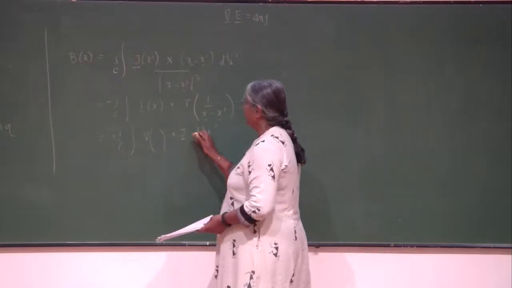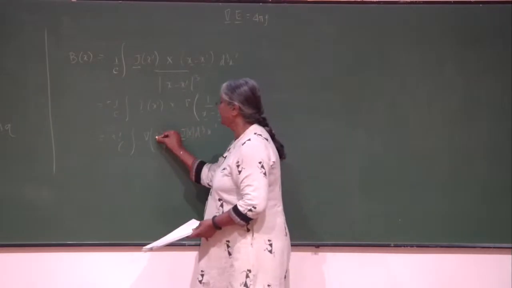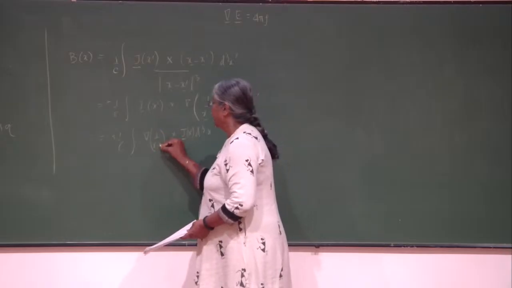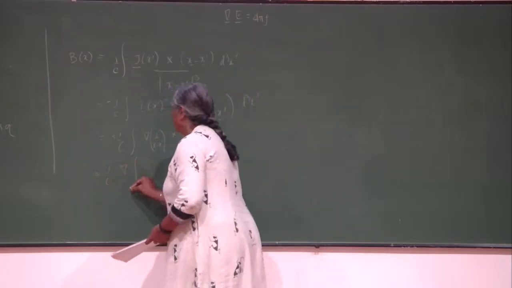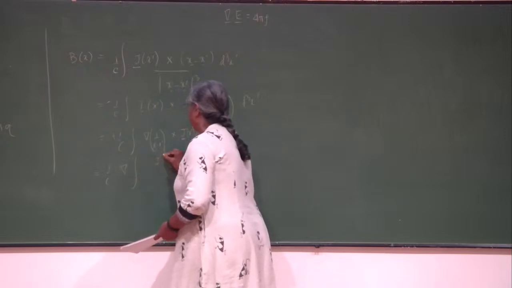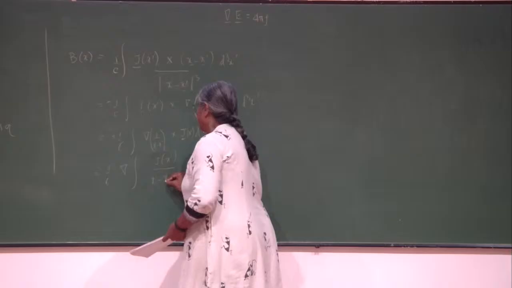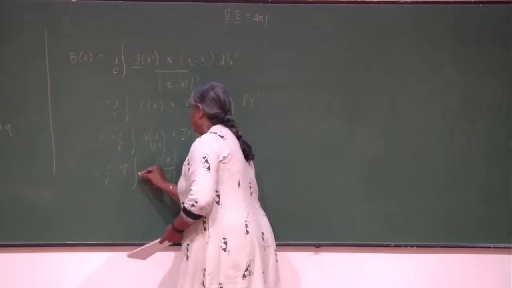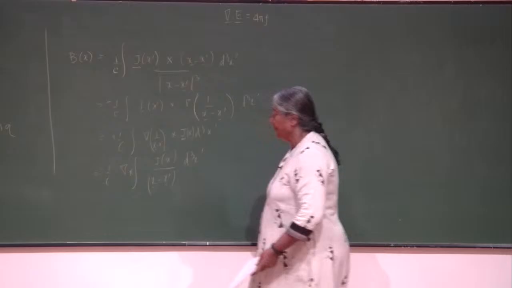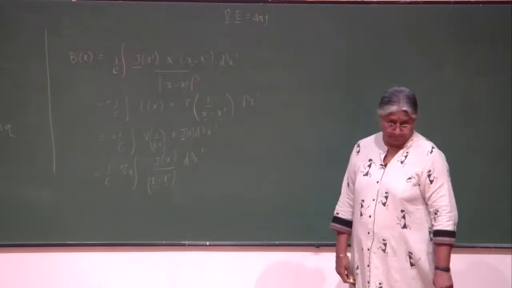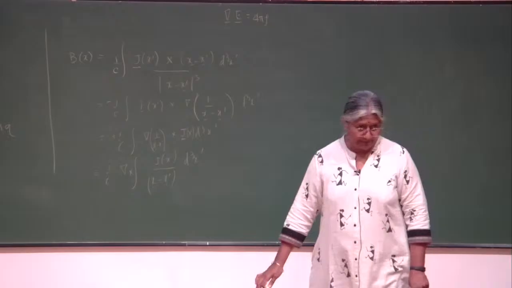Now this J is a function of x prime. Only del has x minus x prime, right? So I can write this as, because it doesn't care about this, right? Sorry, cross. Clear? From this immediately, how do I get the second Maxwell's equation?